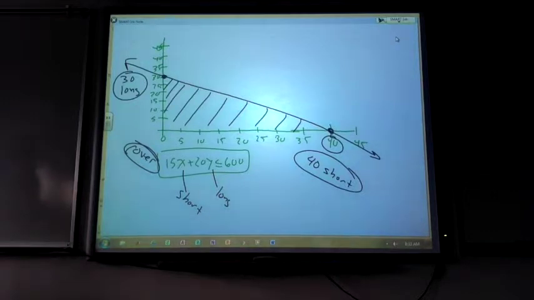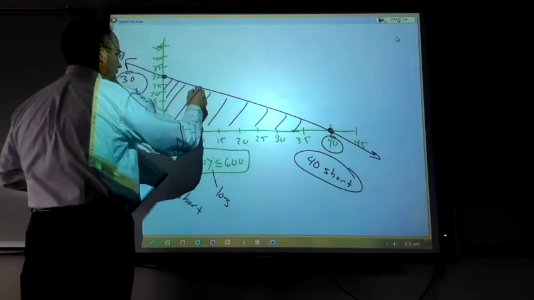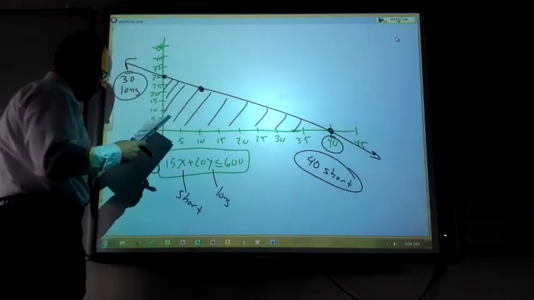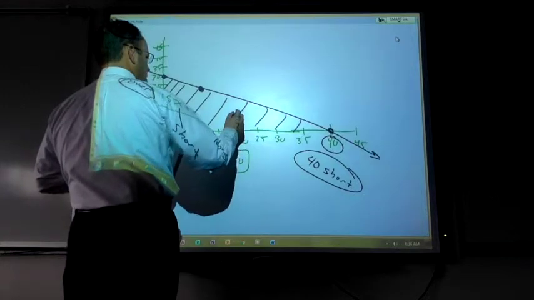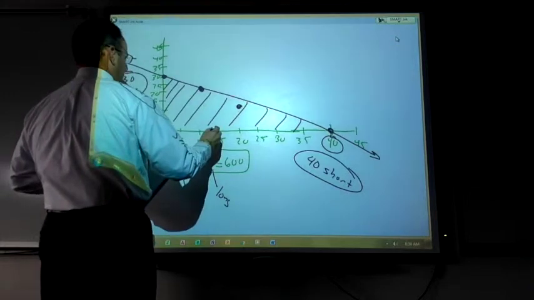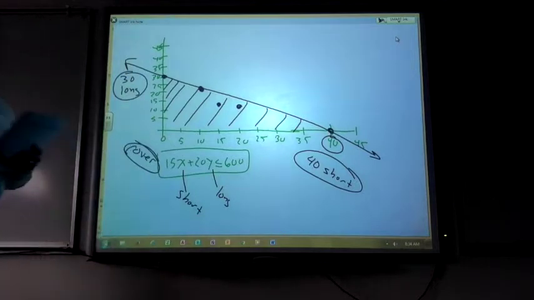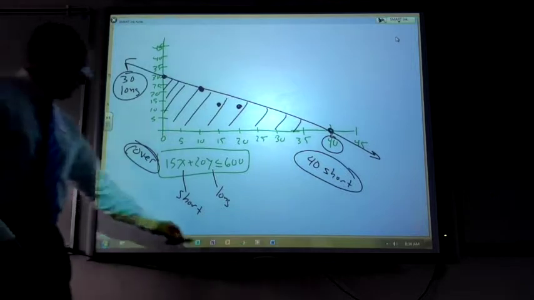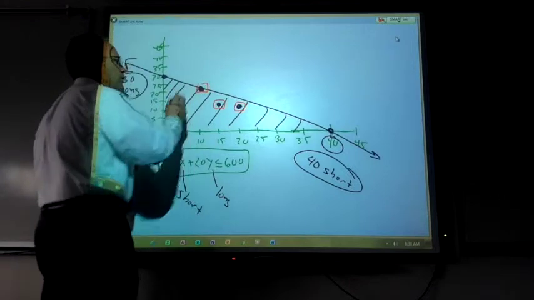Which of the following ordered pairs are possible? So 10, 25, 10, 25, maybe, 20, 15, that looks like it'll work, and then 15, 15, 15, 15. So I might not have drawn it perfect. So how could I double check to see if these points are truly part of the feasible region?